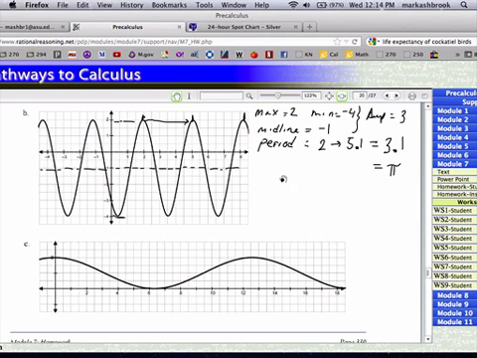So do we want to use sine or cosine? Doesn't really matter because we don't have either one, okay? We're going to need a phase shift, whether we use sine or cosine, because sine would start at the midline, cosine would start at the max, right? So we'll do sine. So, we're going to do a sine function.